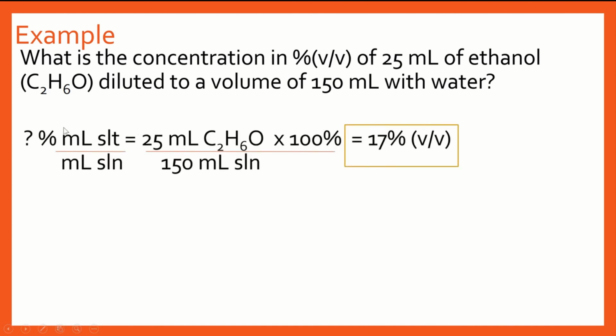Well, again, always start with what you're looking for. We're looking for milliliters of solute over milliliters of solution. It's a volume to volume ratio. So percent solution, milliliters of solute, milliliters of solution. We have 25 milliliters of ethanol. We diluted it to a total volume of 150 milliliters with water. So our 150 milliliters of solution. Again, it doesn't say we added 150 milliliters of water. It says we diluted it to a volume of 150 milliliters. Multiply that by 100% and we get 17% volume to volume.